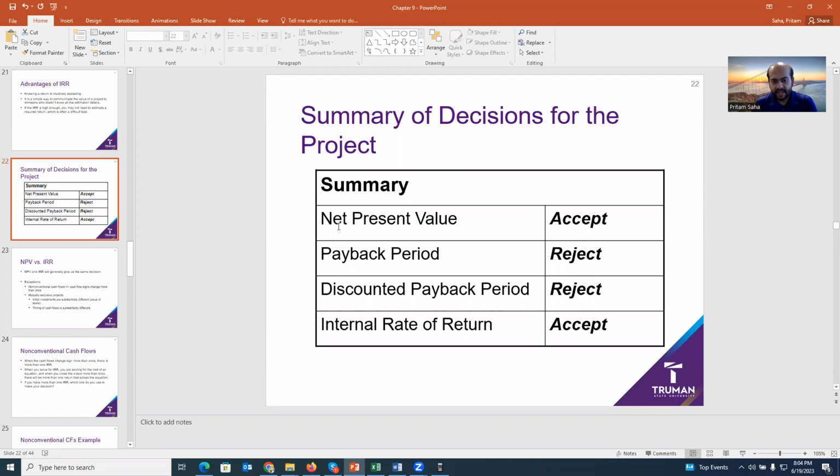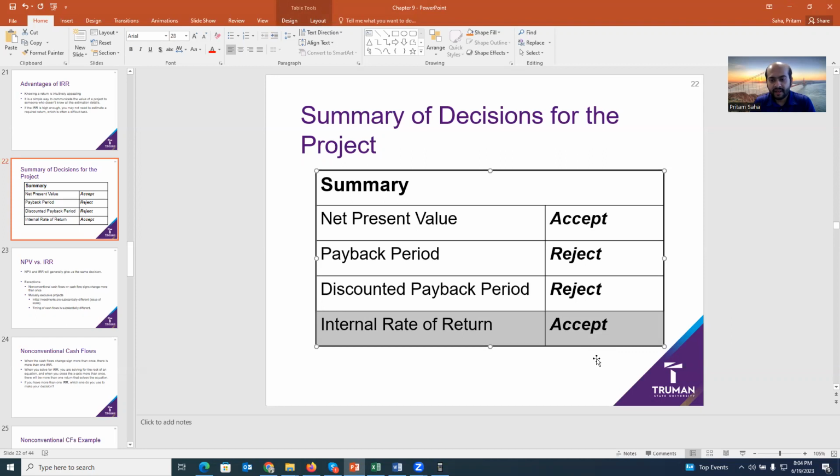So we said that if you want to consider which of the 4 different decision rules should be the primary decision rule, there are 2 candidates, net present value and internal rate of return. Now, the intuitive question is, do these 2 different proxies always give you the same decision, or are there situations where they give you different decisions?